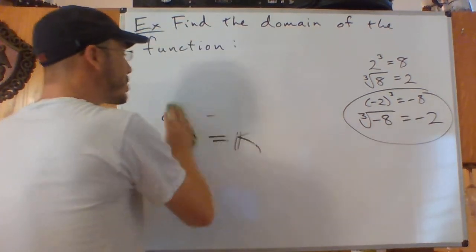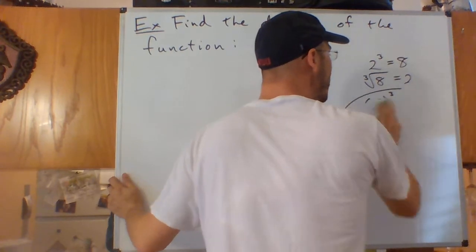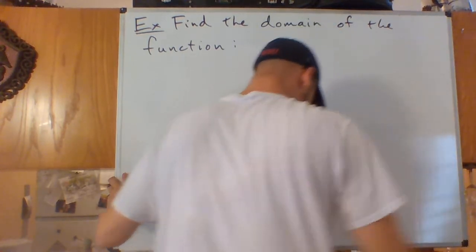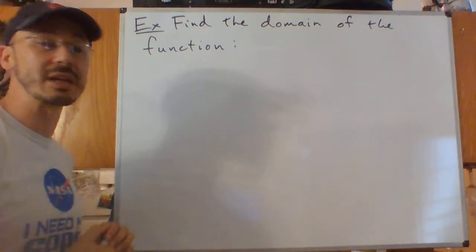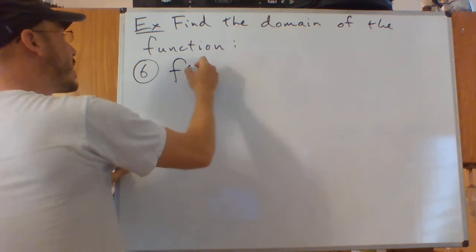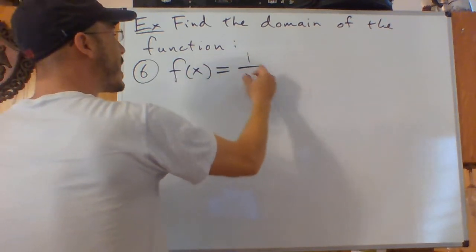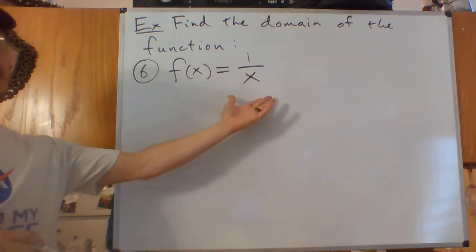This first one has been about radicals. We can't put a negative into a square root, so we have to restrict the domain of the function. For this one, it's kind of similar. f of x equals 1 over x. Now this one has no problems with negatives.